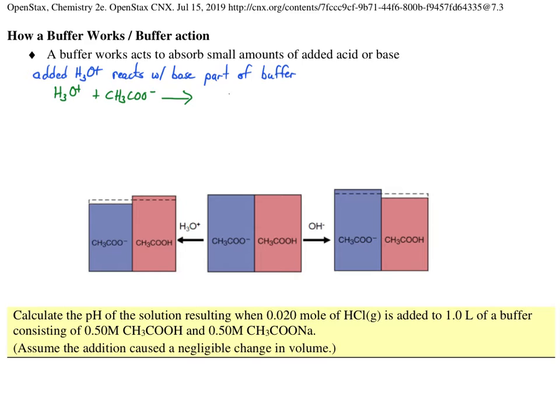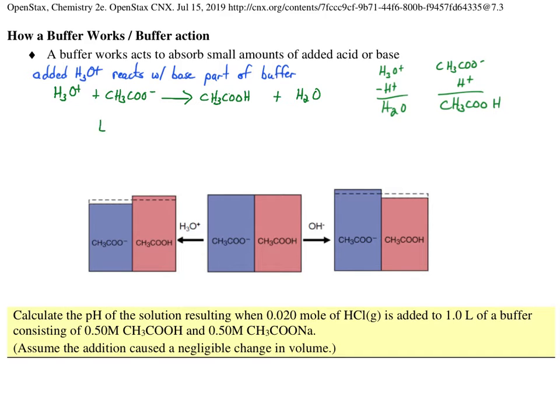This is a strong acid, so it's going to react with everything possible there. After it reacts as an acid, it's going to lose its H+, and the result is water. As for the base part of the buffer, it's going to accept an H+, and we regenerate a little bit of the weak acid. So essentially, the strong acid has been converted to a weak acid by the buffer.